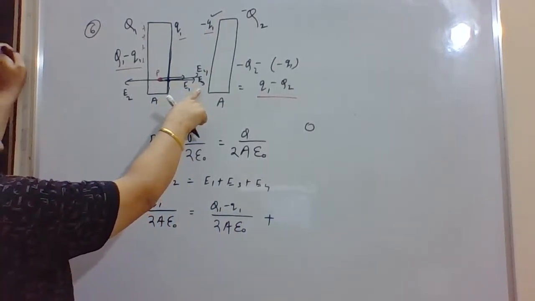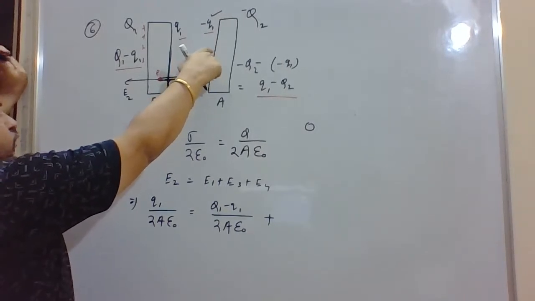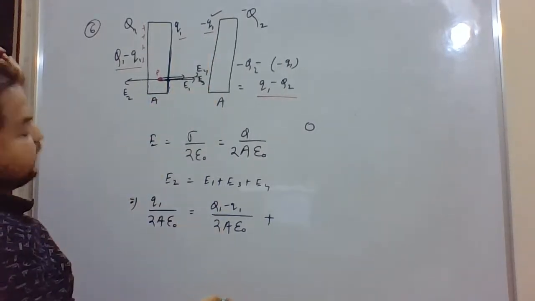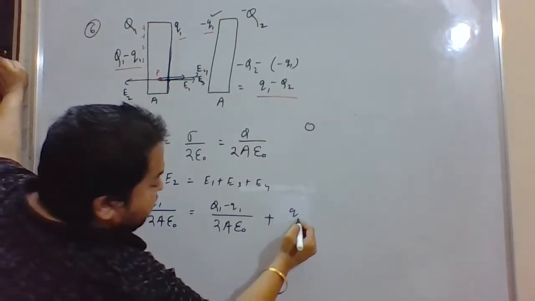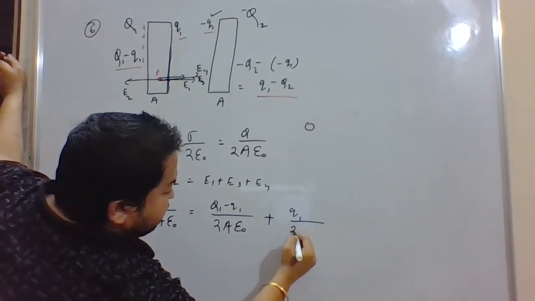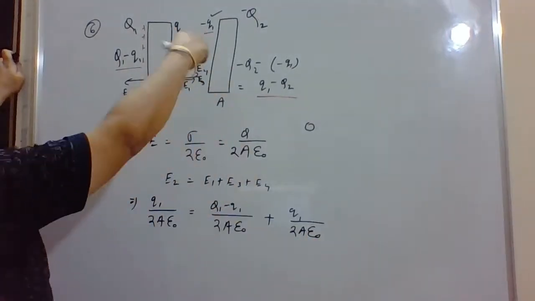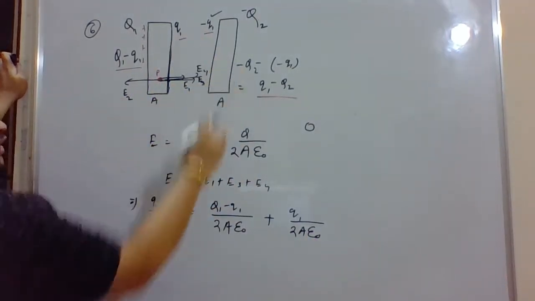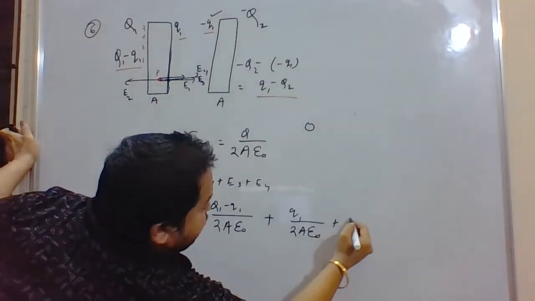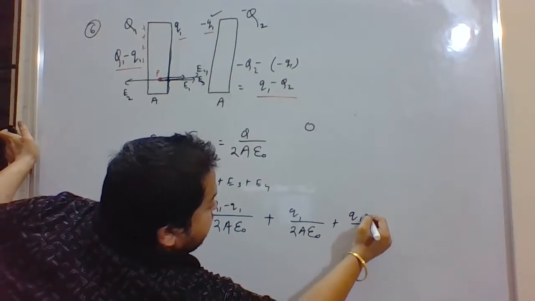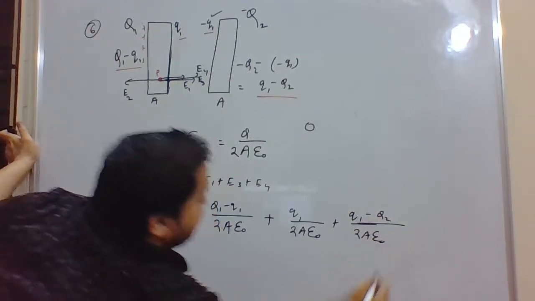E3 was due to this charge, this q1 charge. So that is nothing but q1 by 2a epsilon naught. Okay, and what is the charge due to this part? That is nothing but q1 minus q2. So q1 minus q2 by 2a epsilon naught.